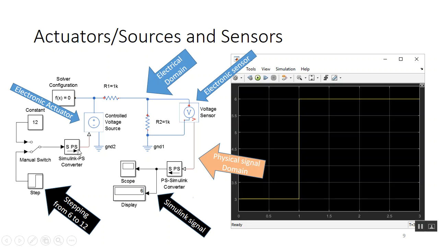So we'll talk more about that in just a second. Here's the actuator part, and then the sensor part is literally a voltage sensor. Just like in reality, you have to measure across, right, for voltage, in parallel. So you connect the nodes across, and then the output is the voltage that goes through another converter, this time in the opposite direction, from physical signals to Simulink.